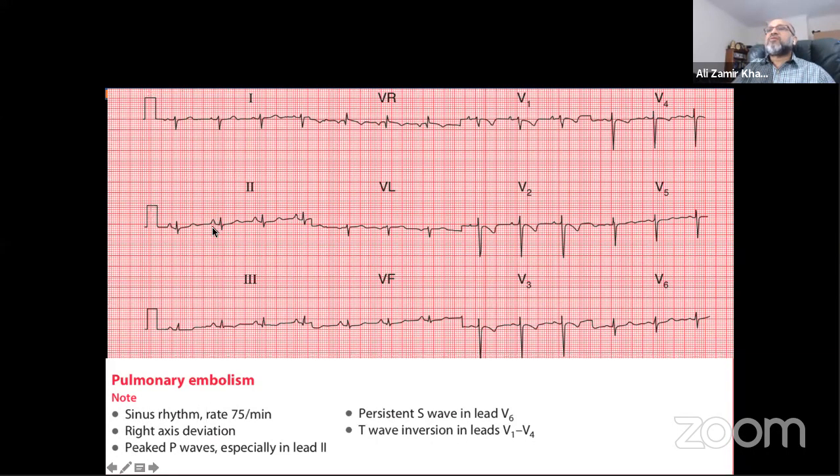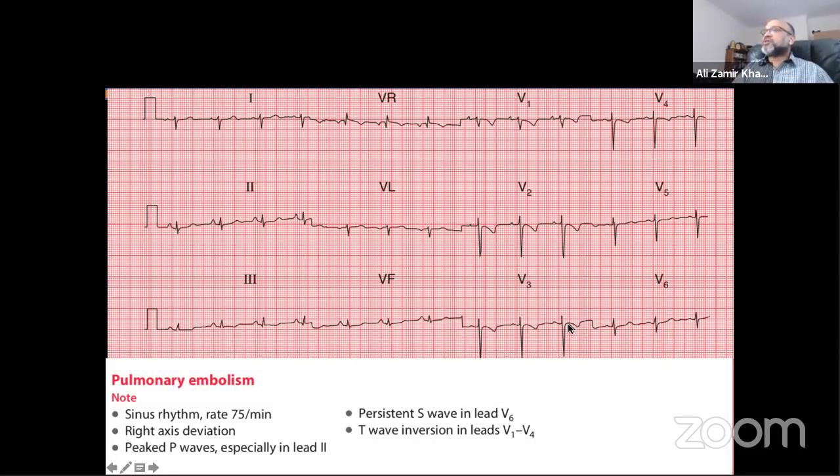Look at this T wave. This is indicating that there is something wrong with the right atrium, okay? There's a problem with the right atrium. Either there is a hypertrophy or there is increased strain. So a tall peaked T wave on the right atrium and a persistent S wave in V6. Look at this persistent S wave in V6. All of this suggests that there is a problem with the myocardium.